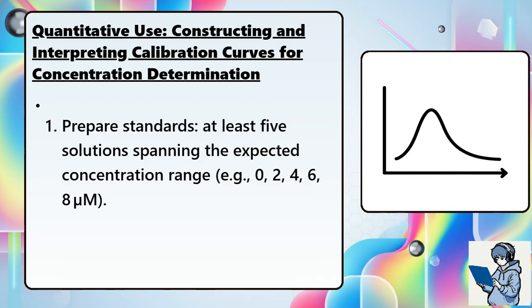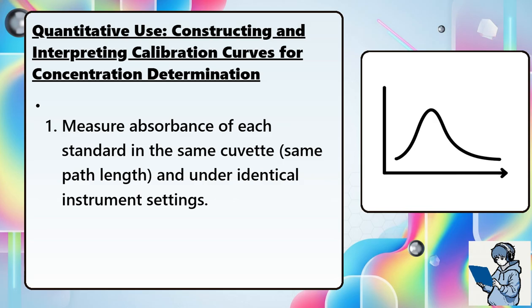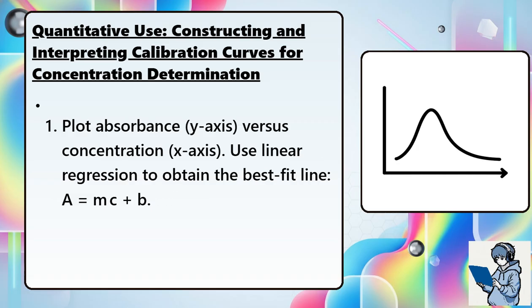Number 2. Prepare standards: at least 5 solutions spanning the expected concentration range, for example 0, 2, 4, 6, 8 micromolar. Number 3. Measure absorbance of each standard in the same cuvette, same path length, and under identical instrument settings. Number 4. Plot absorbance on the y-axis versus concentration on the x-axis.